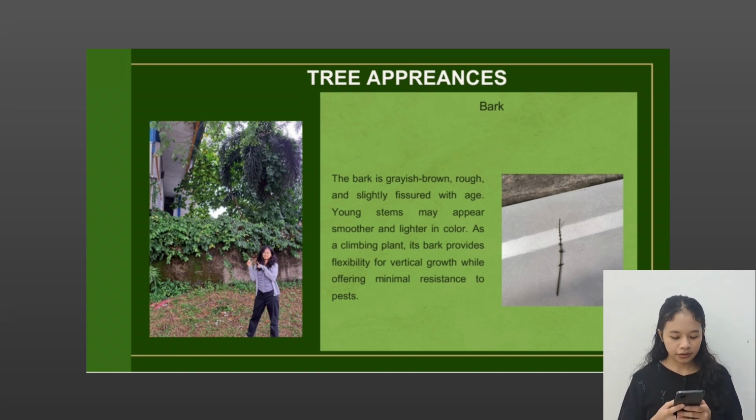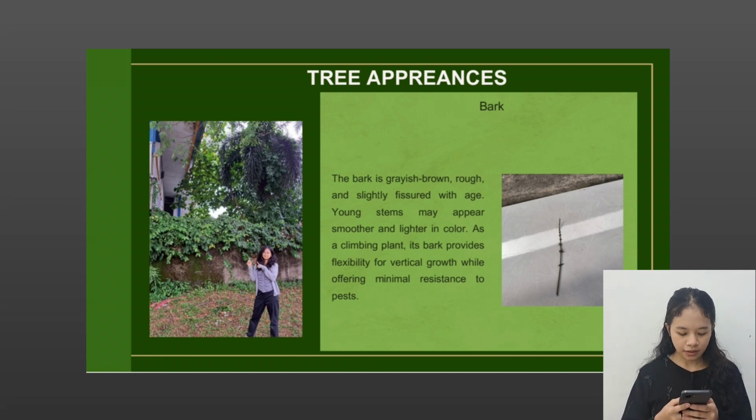Bark. The bark is grayish brown, rough, and slightly fissured with age. Young stems may appear smoother and lighter in color. As a climbing plant, the bark provides flexibility for vertical growth while offering minimal resistance to pests.